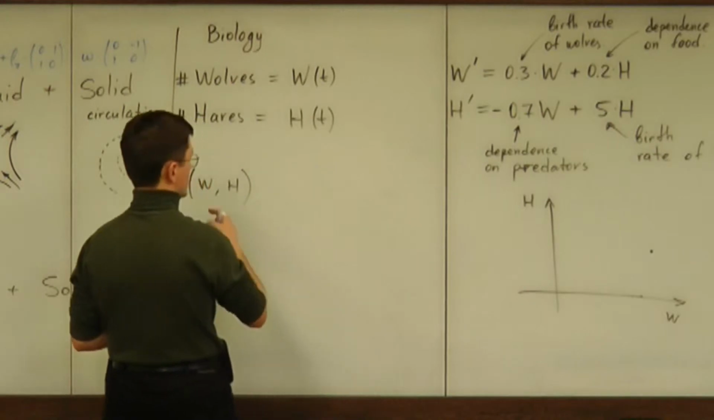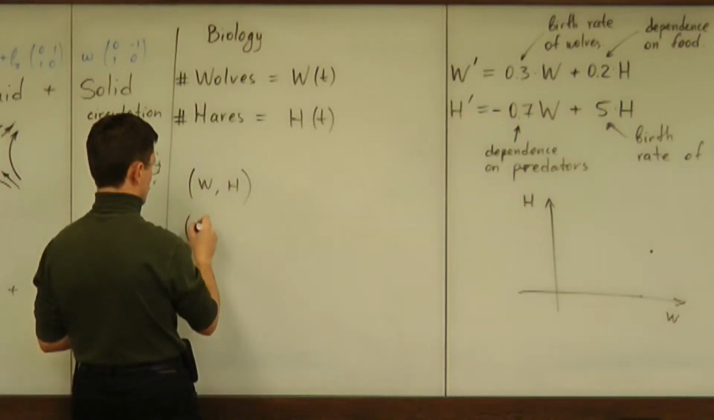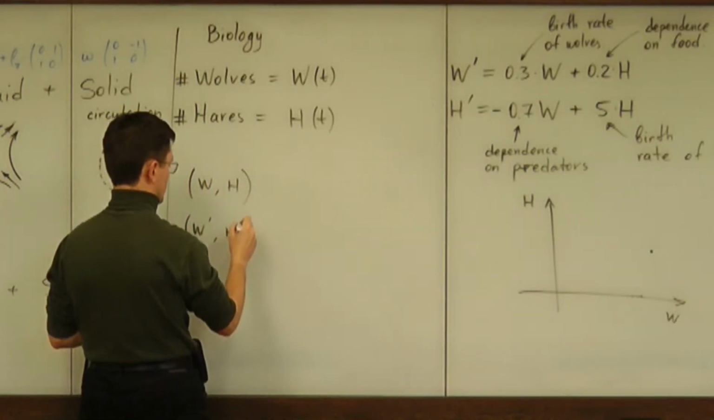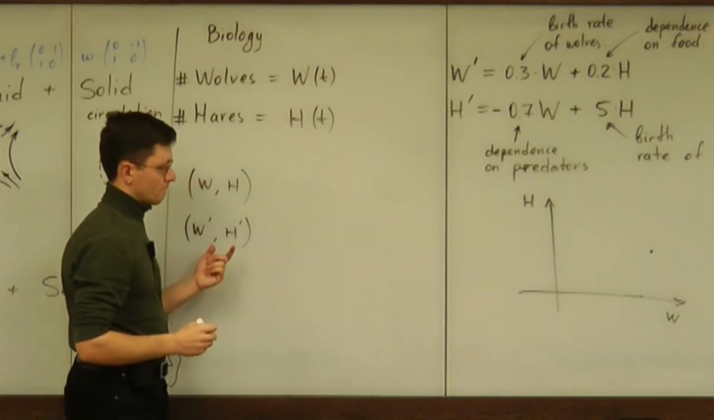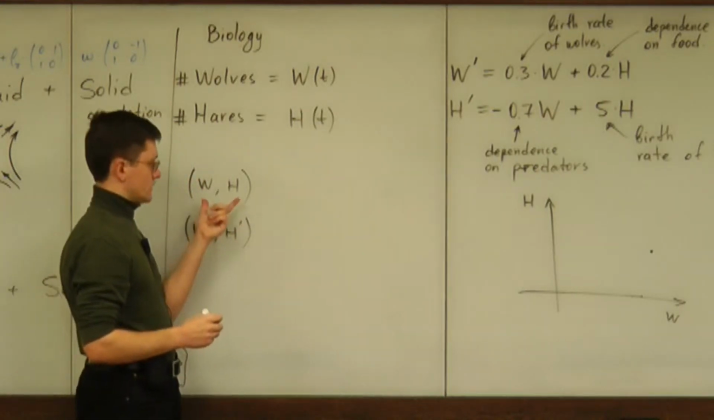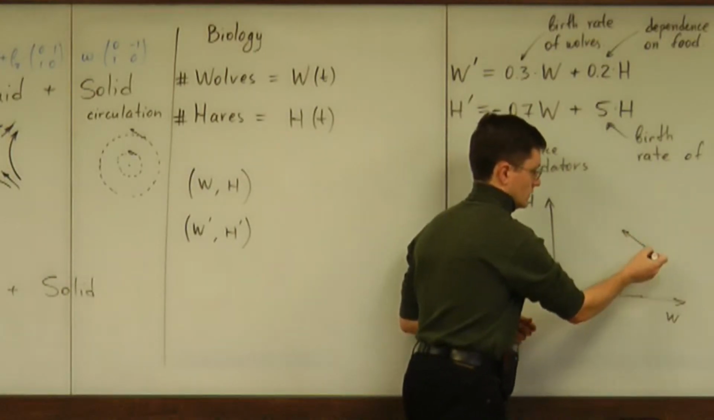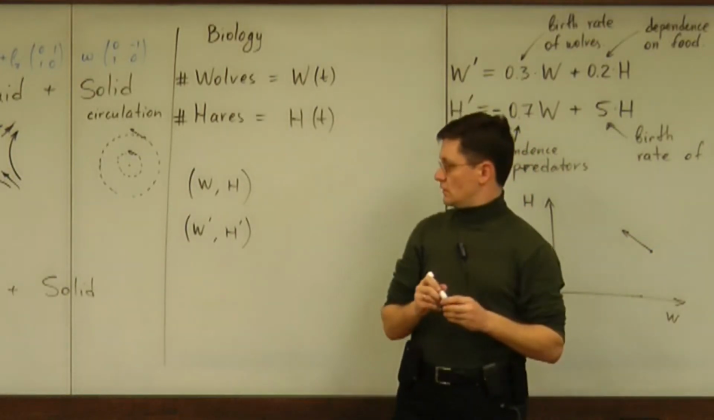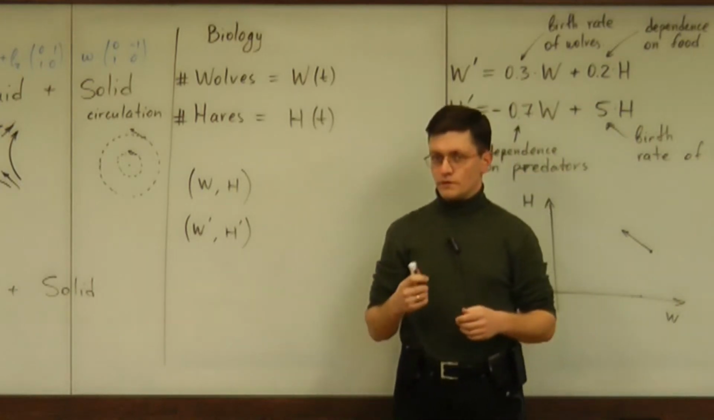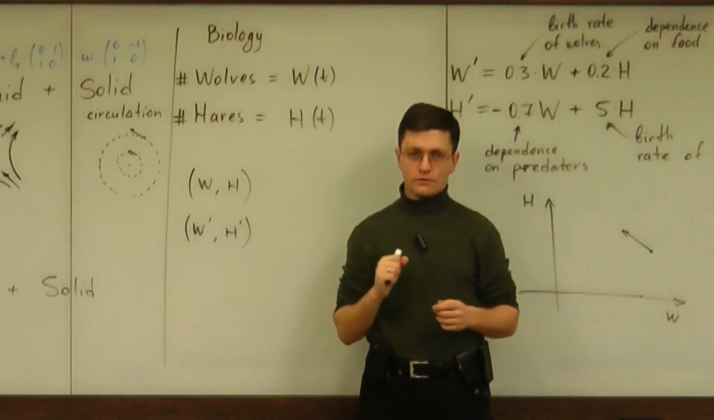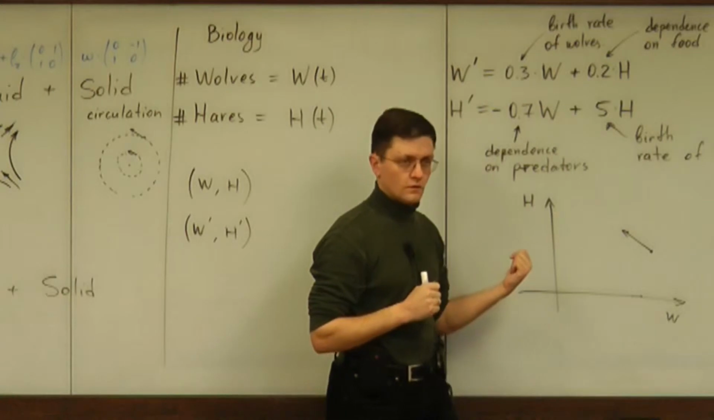But then the derivative of that is going to be the pair W prime, H prime, and that can be thought of as the velocity vector of that point, the rate of change of the position in the plane.